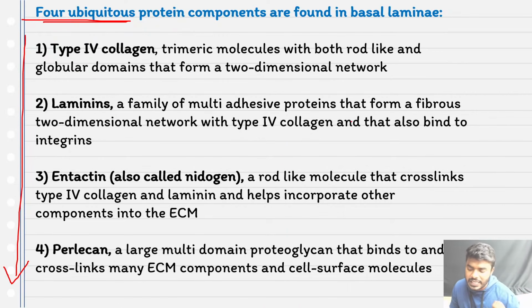Now, this basal lamina is made up of multiple proteins. Among the multiple proteins, four proteins are major proteins, which we are going to discuss very briefly and very elaborately. Most of the questions will appear from here only. Type 4 collagen, laminins, entactin. Most of the time in the exam also they won't use the word entactin, they will use the word nidogen.